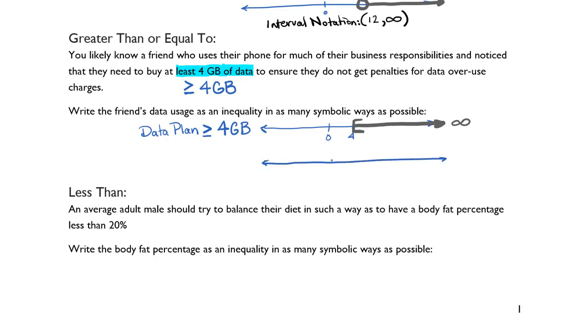You may also see something similar to this, where you have a number line with an open dot at 4. Now, an open dot would not include 4 gigabytes, so we would have to close it to say, yes, we're including 4 as part of the inequality, and that also heads toward the right, toward infinity. Those are the 2 ways you could represent greater than or equal to on a number line.